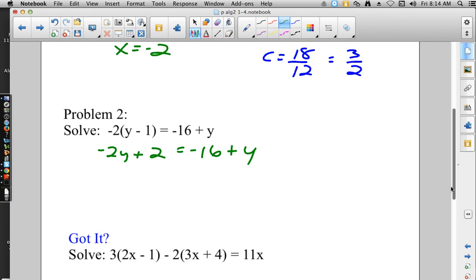What are you doing next? Stare at it and hope it goes away method. It's still there. Subtract the 2 first? Sure. And then you said subtract the y?